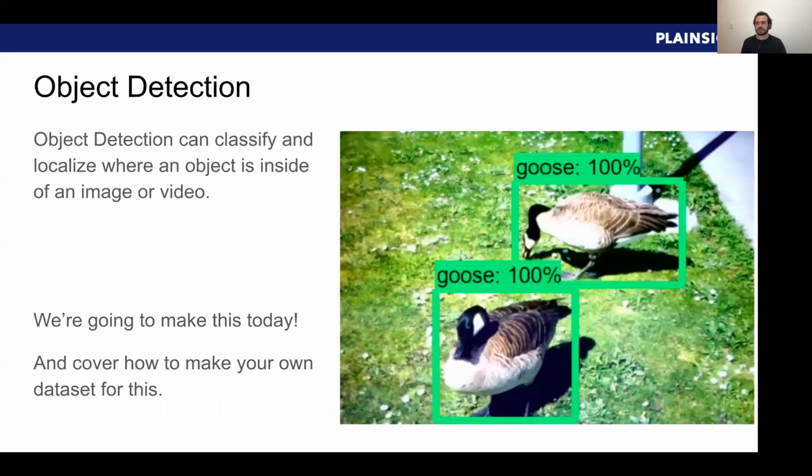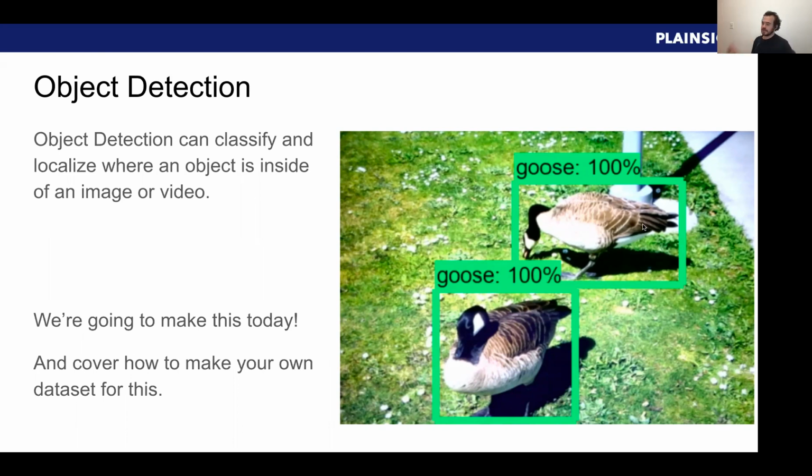And that's where object detection comes in. So object detection can classify and localize where an object is inside an image or a video. And almost more importantly, maybe, it can do it for multiple objects, right? So not just one. We're not just saying, hey, a goose is in this photo, or we think geese is in this photo. We can say a goose is here and a goose is here. So we can actually get a count.